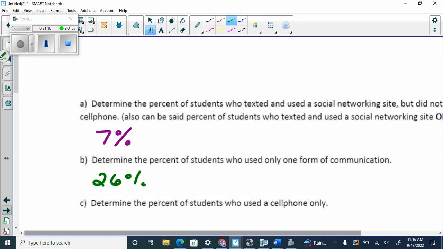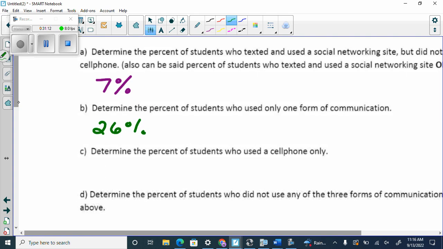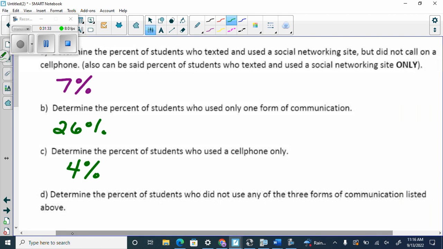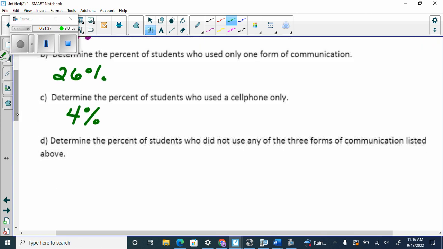Then this one says, determine the percent of students who use the cell phone only. So look in the little cell phone only spot. How many was it? I don't want to go back. Wait, how much? 4%? Agree? Okay, I don't want to go back a page, so if you don't agree, you'll speak up. And then determine the percentage of students who did not use any of the 3 forms. How many was it? I think it was 5, right?